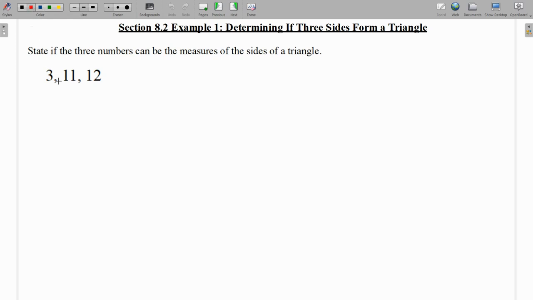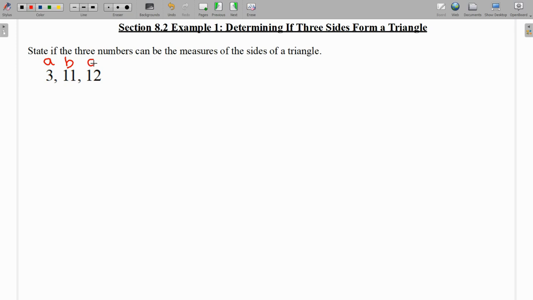What I'm going to do when I work a problem like this is line up my side lengths from least to greatest, which these are already done for us. I'm going to label the smallest one A. I'm going to label the next largest one B. And then the largest one I'm going to label as C.